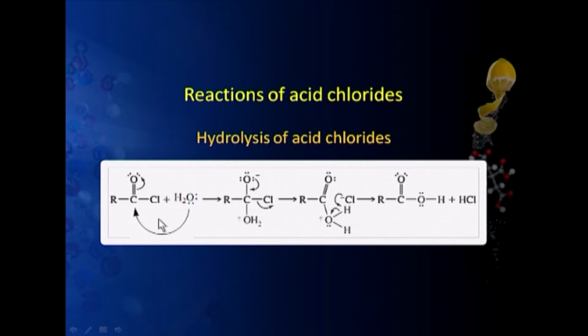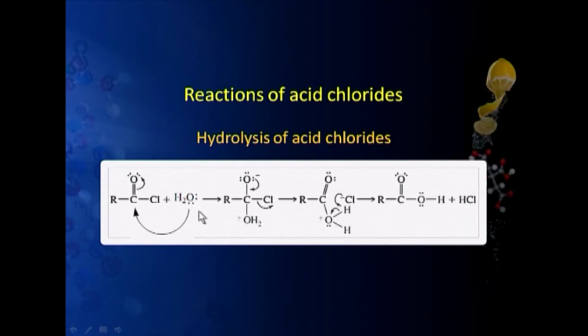Water acting as nucleophile can attack this carbon and displace this Cl ultimately in these two steps. First step, electron pair will go to oxygen, and when this electron pair comes back, the Cl will be lost and this Cl will capture this H from this OH. We will get carboxylic acid. This is the hydrolysis of acid chloride with simple water.